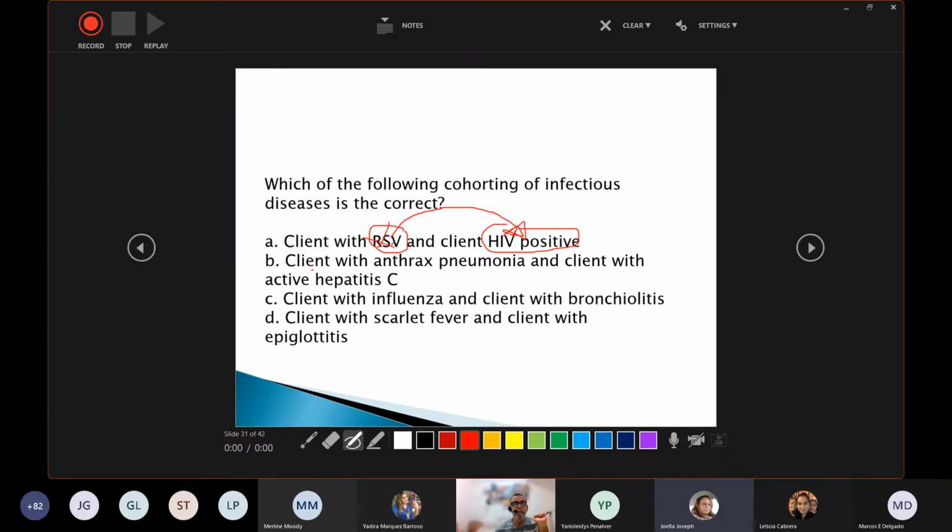Client with anthrax pneumonia and client with active hepatitis C. No. Yes. No. So which one is going to catch what? Anthrax is going to catch hepatitis C? No. No, hepatitis C is standard. Hepatitis C is standard.